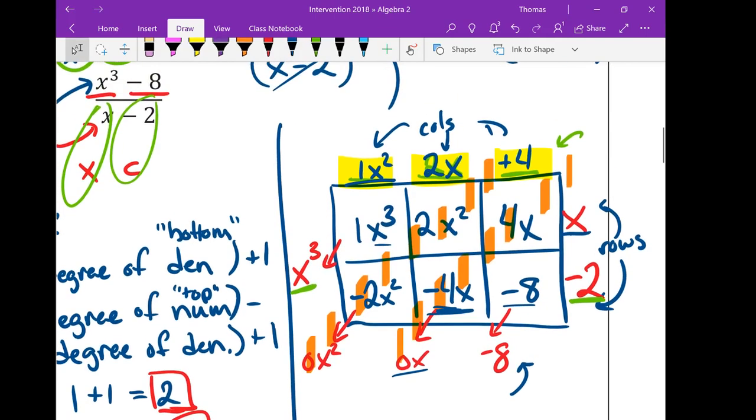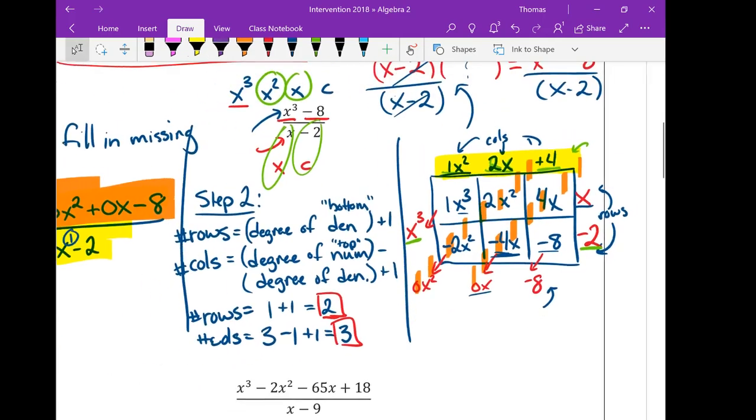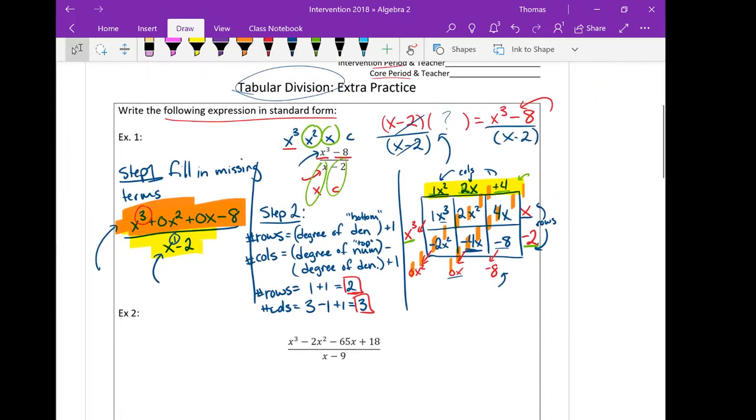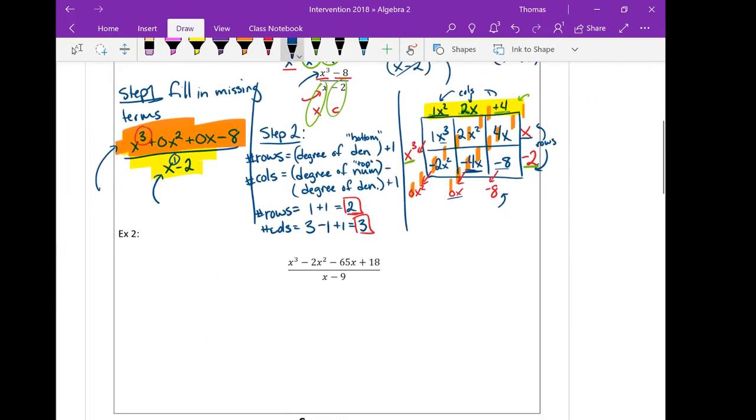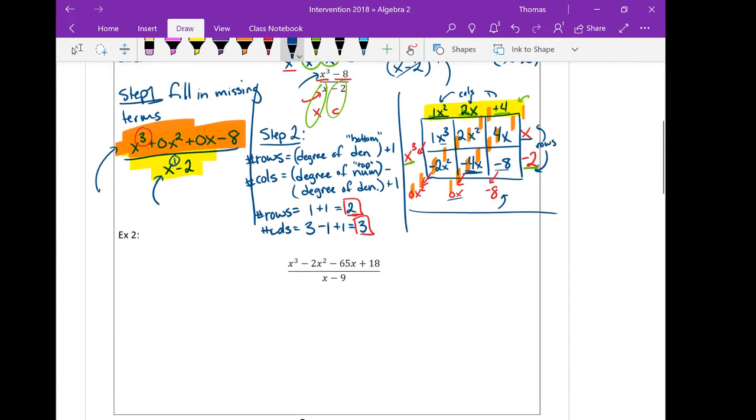And what we found is this missing piece up here highlighted in yellow. We found the missing term, which is the result of our division. So the final answer to this question would be just taking that top box, x squared plus 2x plus 4.